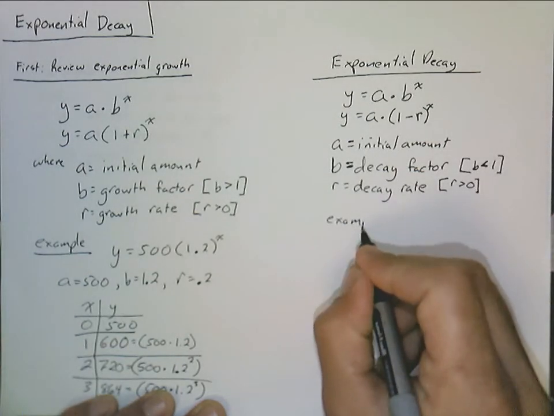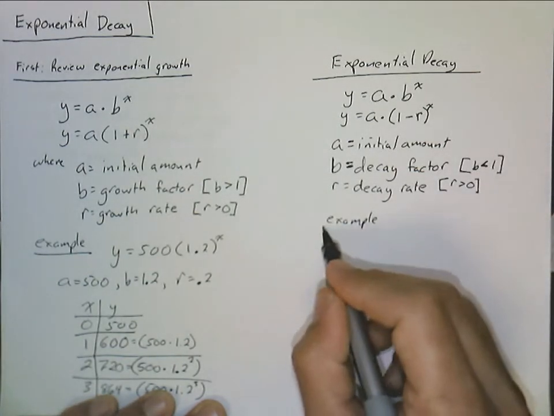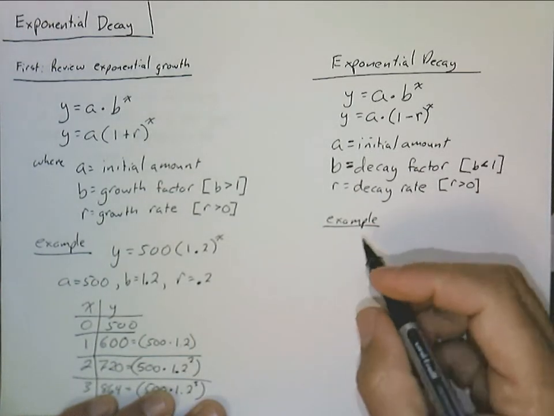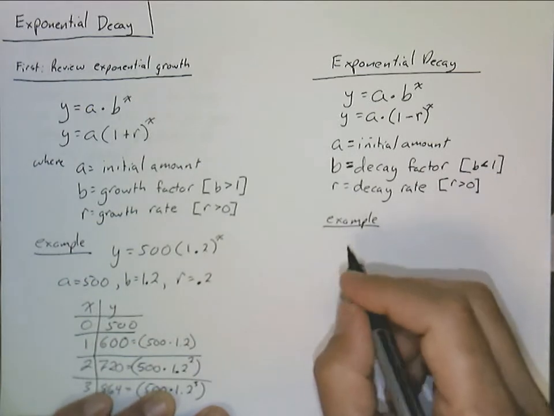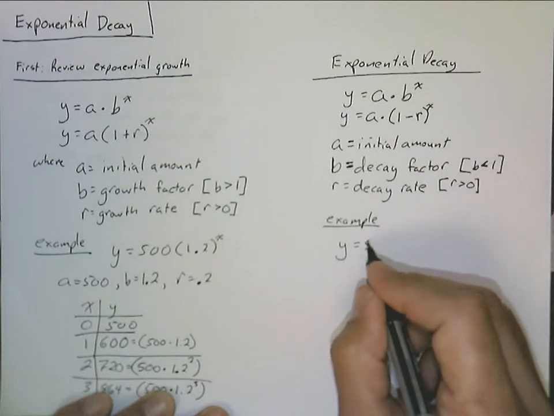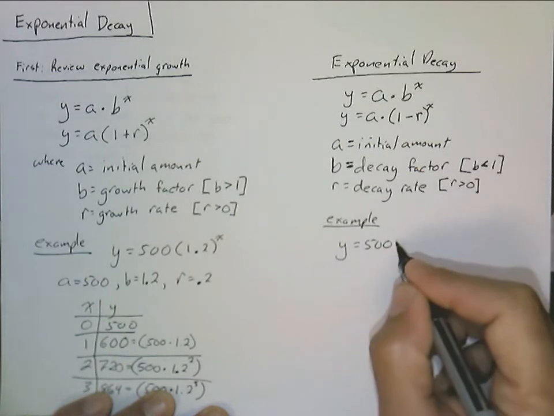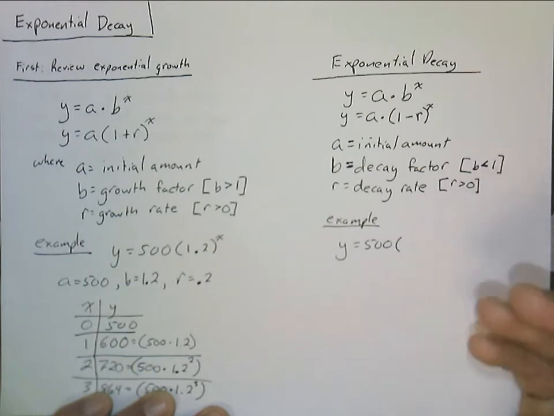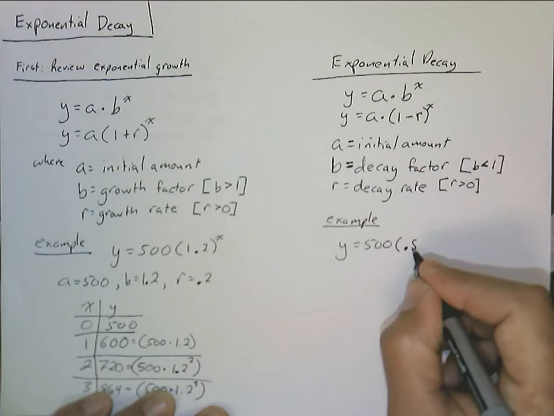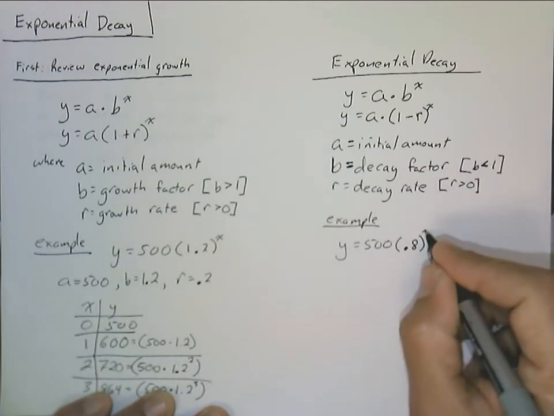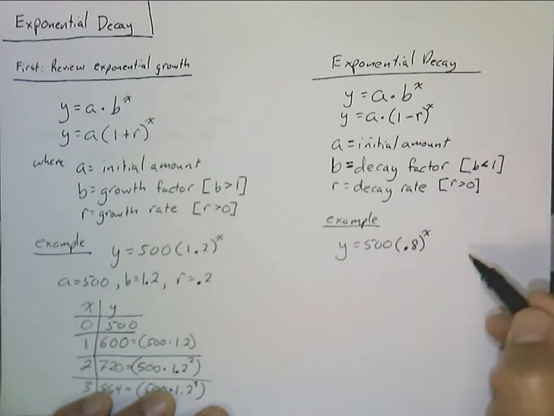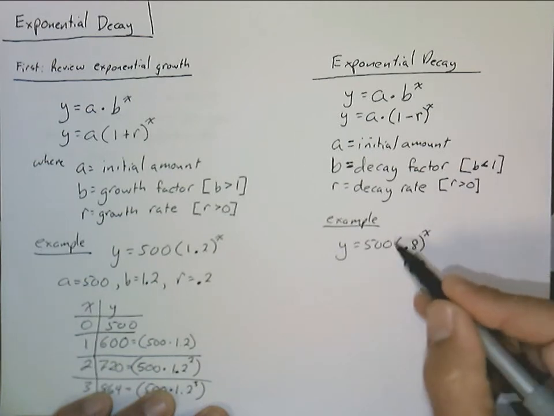So for example, suppose instead of increasing by 20% each time period, we want to decrease by 20% each time period. Pretty easy to do. The model would be y is equal to, we'll start with the same amount, 500. But now if we're losing 20%, that means we're keeping 80%. And 80% we can, of course, write as 0.8. And that's going to be what we're multiplying by each time period. So that repeated multiplication is what becomes this exponential expression right here.